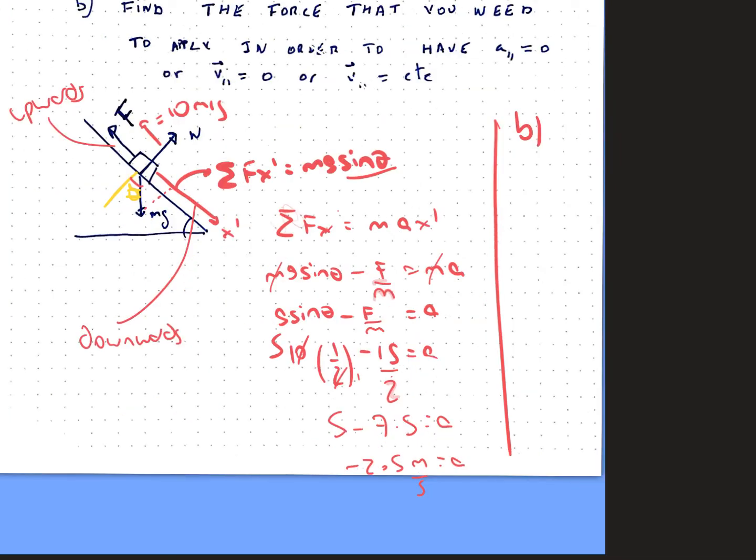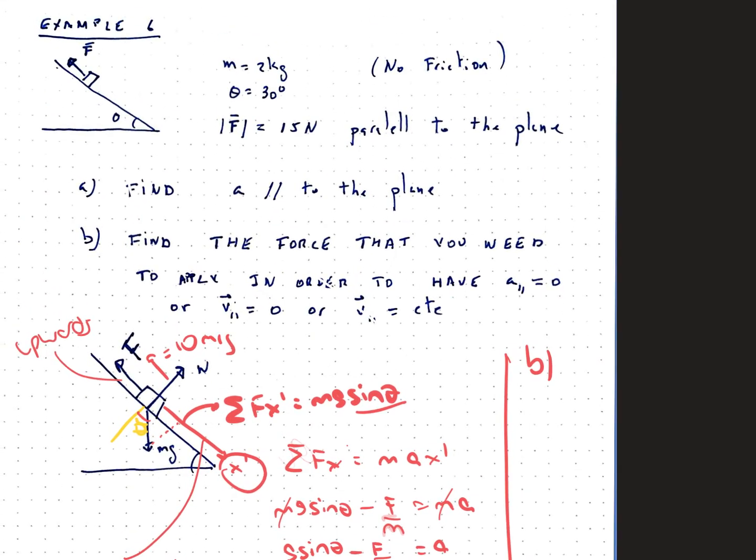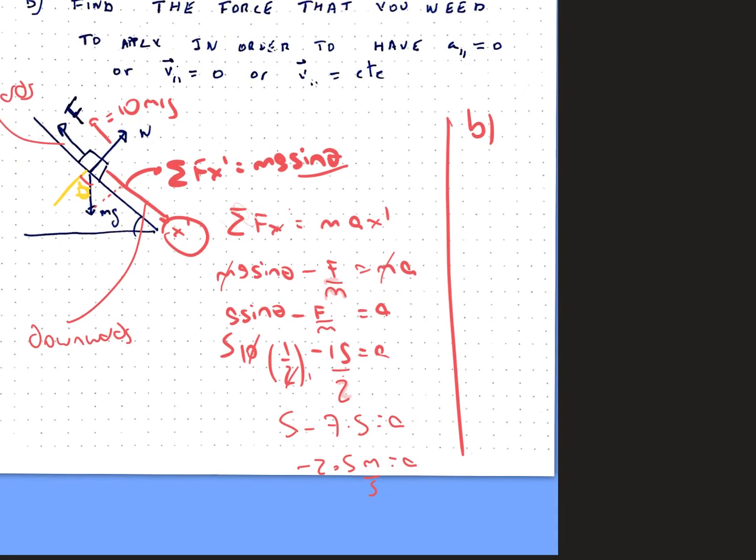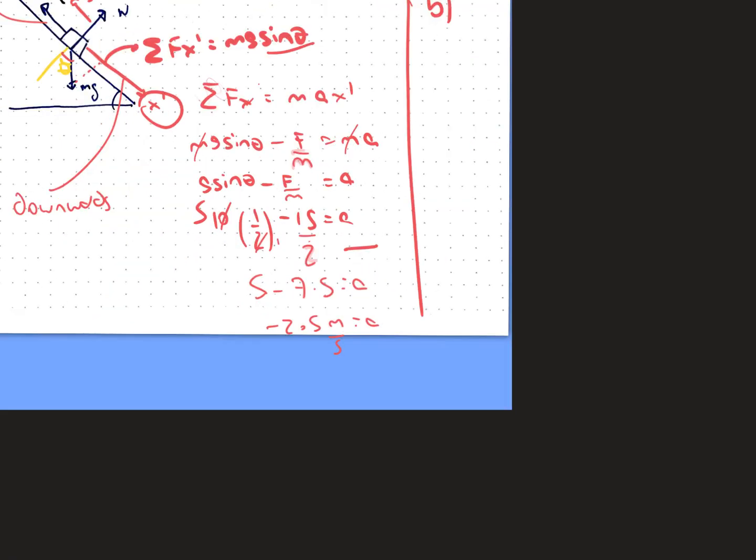Then we would just have to set up the equation. The sum of all the forces in x equals mass times acceleration x prime, this right here. Then we can cancel out the m's. I mean, we don't have to solve for this one, we already know that m equals 2. So we plug in values, we do the rest, and we get negative 2.5 meters per second squared.